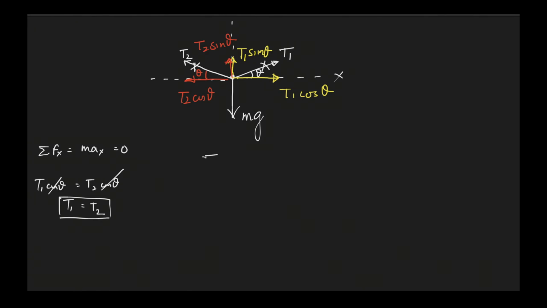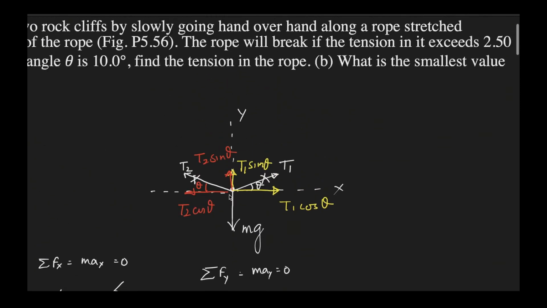Then sigma Fy is equal to may, which is again 0. So the total force upward is T2. Now T1 and T2 are both the same, so I can call them T. So my total force upward is T sin theta and T sin theta. So you get 2T sin theta. Total force downward I will get as mg. So 2T sin theta is equal to mg.